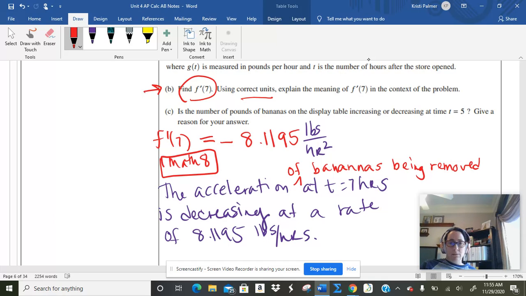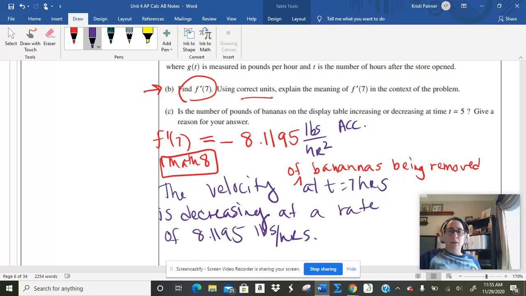Let's see. I actually messed this one up. This would be the velocity. I'm looking at it. So the velocity of bananas being removed at t equals 7 is decreasing at this rate. Sorry, just like before, it was the volume. So this is an acceleration, but it's the rate of the velocity. Give me a second, I'll get in my groove here. Sunday afternoon. Okay, so the velocity is what's changing at this rate, and that gives me acceleration.